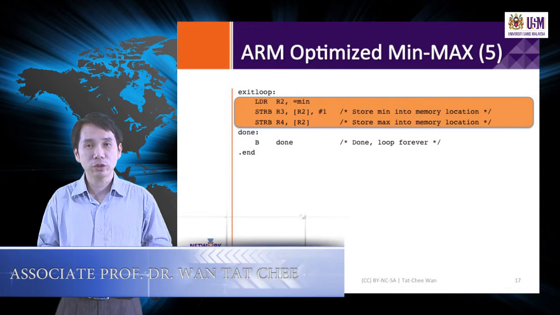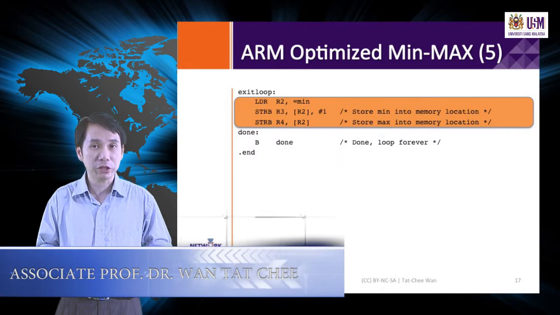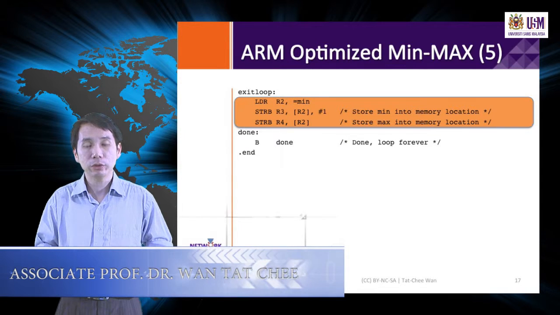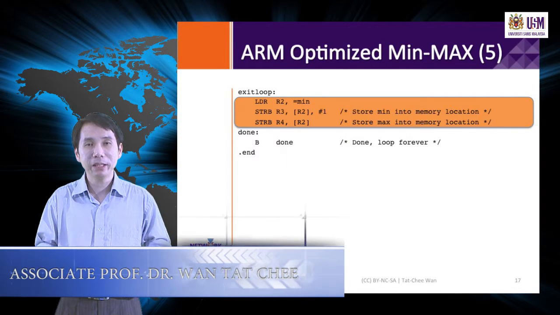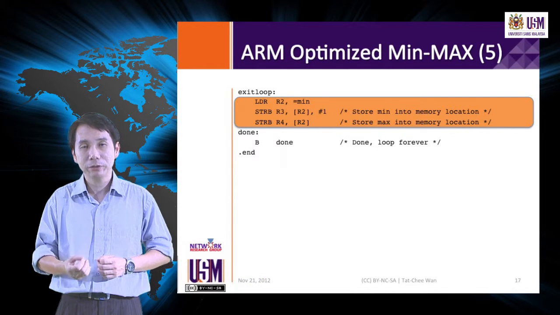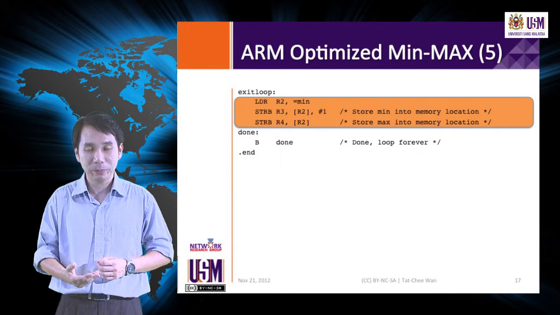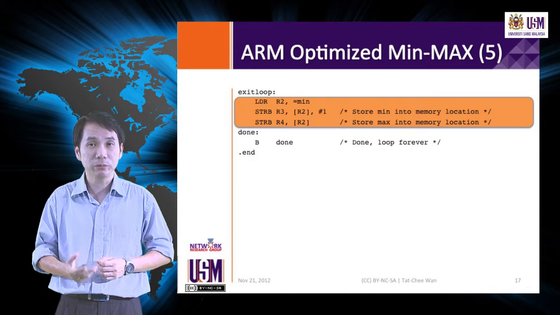Finally, we would like to store the values for min and max from the registers into memory for later use. In this case, we will load the address pointer for min into R2. And knowing that min and max are in consecutive address locations, we will use the index addressing with a constant offset to access each of these memory locations in turn to store the value of min and max into memory.